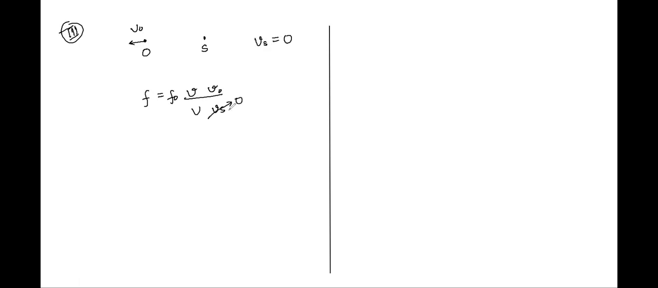Now what about Vo? Should we add to it or increase it or decrease it? It depends upon whether the observer and source are moving away from each other or towards each other, right? So what is happening here? Observer is moving away. So since the observer is moving away, the frequency should decrease. So in order to make the frequency decrease, the numerator should decrease, right? So yes, for the numerator to decrease, I'll put a negative sign.